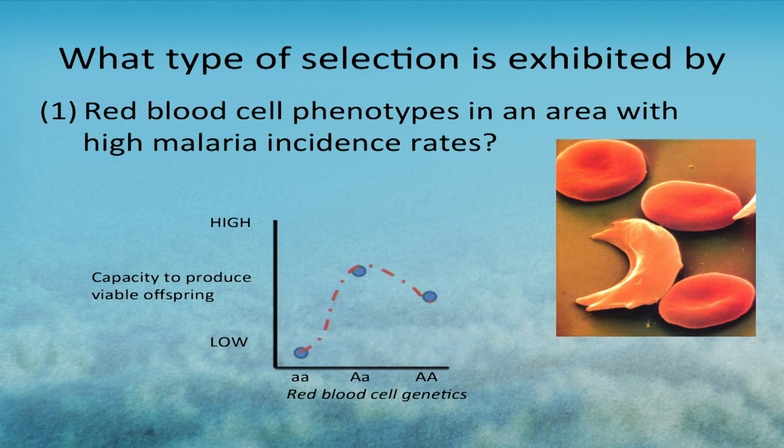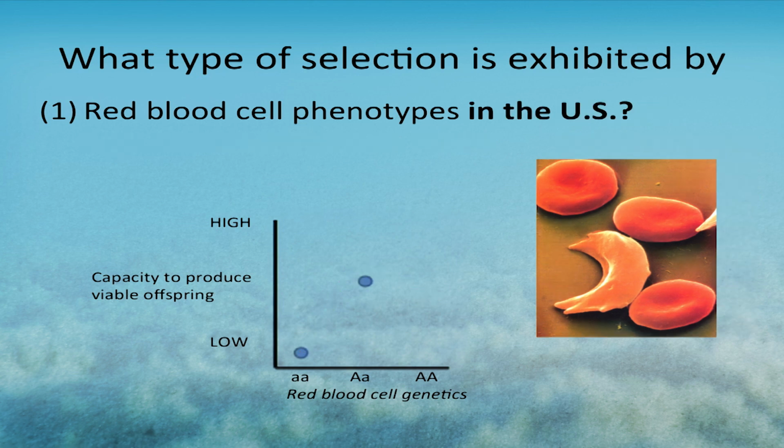But let's change the environment, because once again, environment matters. If we change the environment to the United States, where there is no malaria, malaria has been eradicated, then suddenly we take away the influence of malaria on fitness, and we say, well, big A has no health problems and therefore is going to have the highest fitness. In this case, we have directional selection.